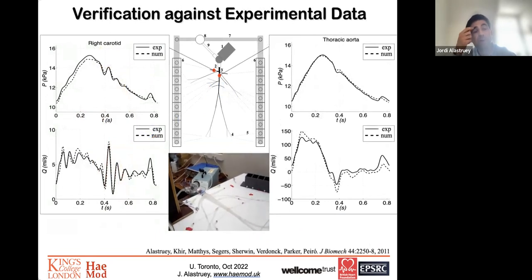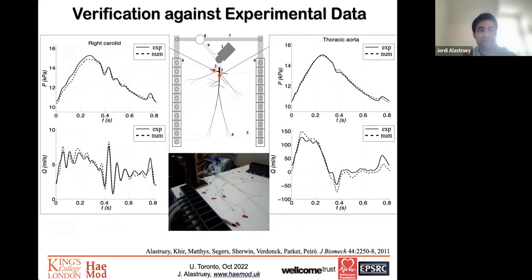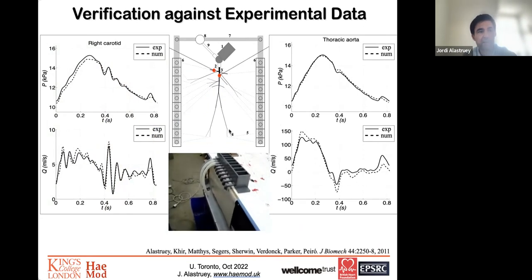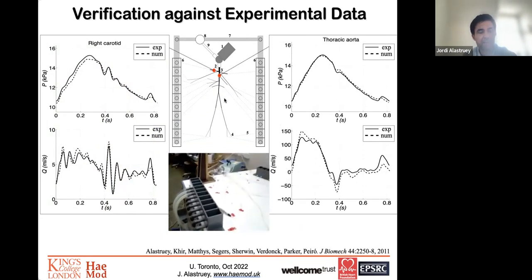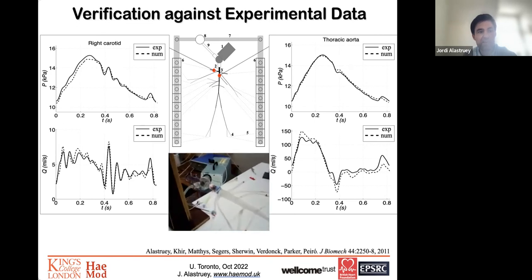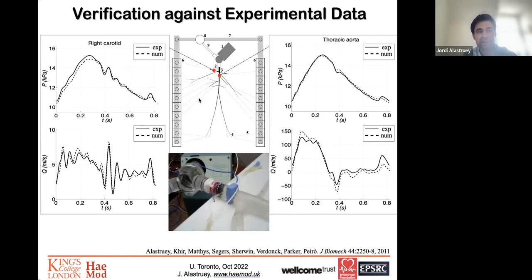So first, we compare simulated pressure and flow waveforms against measured data in a 1-to-1 scale model of the systemic circulation made of silicon tubes. In the middle of the slide, you can see a plan view schematic of the experimental setup. The thicker tube, which represents the aorta, is connected to a pump, simulating left ventricular contraction, and each terminal branch is connected to peripheral resistors.